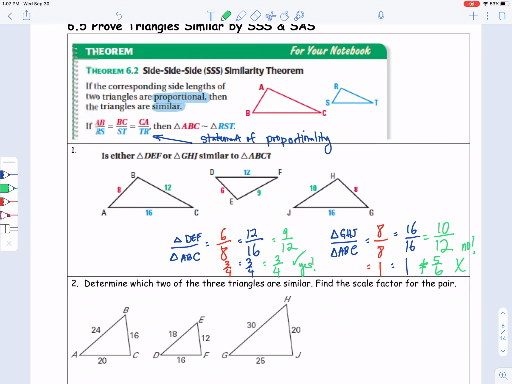So let's write a statement of similarity for the two triangles that are similar. Triangle ABC is similar to triangle DEF. I am unable to write a statement of similarity for triangle GHJ because they aren't similar, but I know these are similar by the side-side-side similarity postulate.